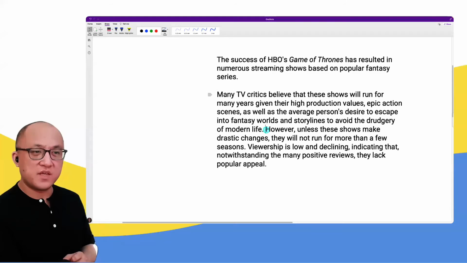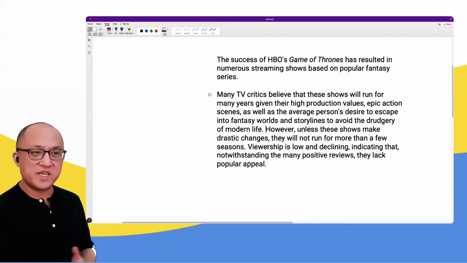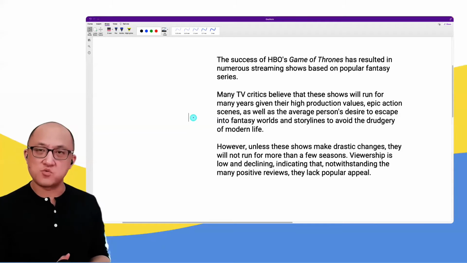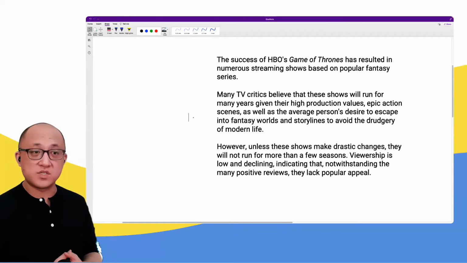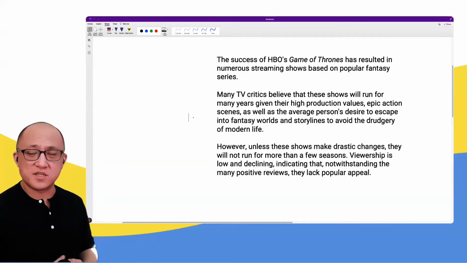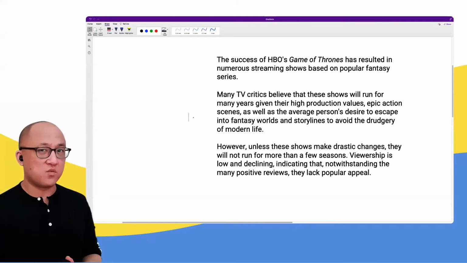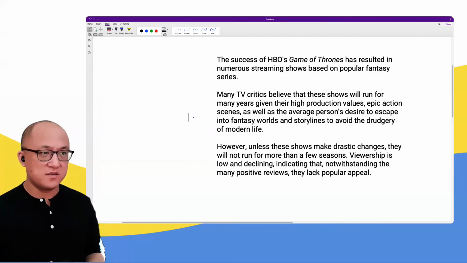Now, this next sentence is very long. I'm going to start by breaking it into basically just the whole sentence like this. But should I break this into two? Many TV critics believe these shows will run for many years, given their high production values, epic action scenes, as well as our desire to escape into fantasy storylines to avoid the drudgery of modern life. So, is this whole thing just one part, just playing one role? Or is there more than one role in this sentence? Should I break it in two? What do you guys think?